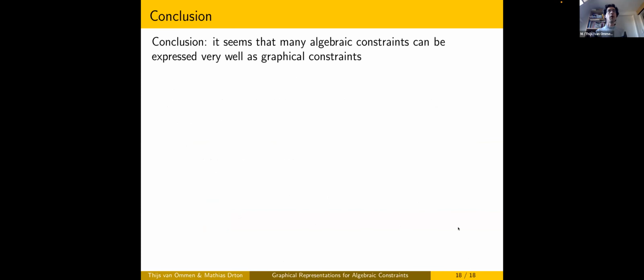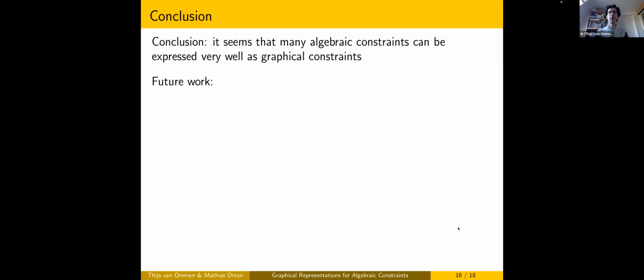Okay, then let me wrap up with the conclusion that it seems from this computational study that many of the algebraic constraints, almost all, I would even say at this point in a very vague way, can be expressed sufficiently well as graphical constraints. So these graphical constraints do seem to be a useful tool for taking a large part of the role of the polynomial constraints.